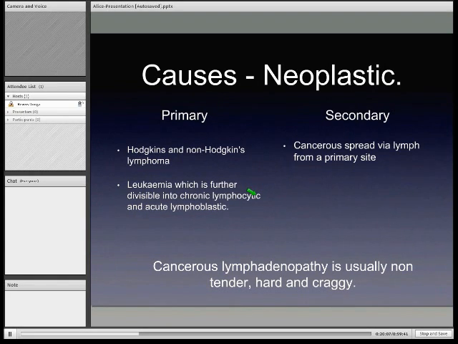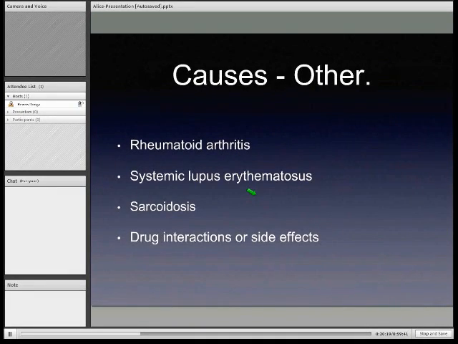And areas particularly to do with the cervical lymph nodes would be nasopharyngeal, oropharyngeal, laryngeal and thyroid cancers that would go into the ones that we were talking about in the anterior and posterior chains. So there are other causes, they're pretty rare. There's some autoimmune ones like rheumatoid arthritis, SLE, ones that we don't really know the cause of, like sarcoidosis, and interestingly some drug interactions like phenytoin, which is an anti-epileptic drug.